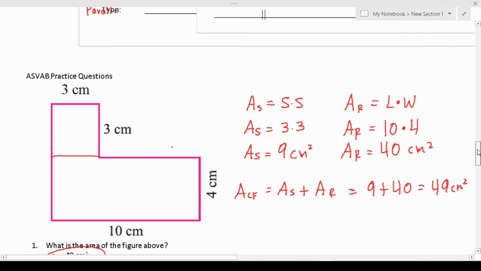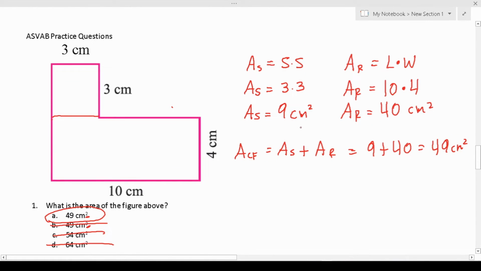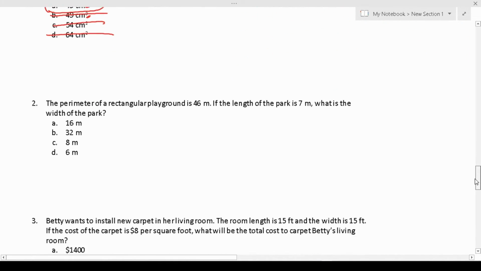Again, you might see questions regarding composite figures on the ASVAB, in which case you're going to have to slice them into polygons with which you're familiar, and then add or sum their areas accordingly, as I did here. This is a very basic example, so just be ready for that.